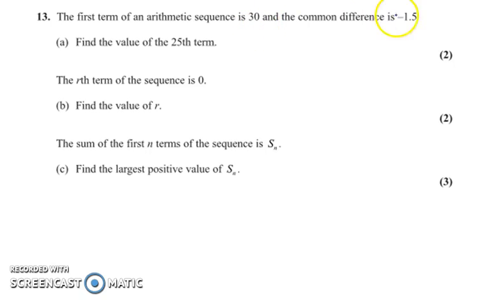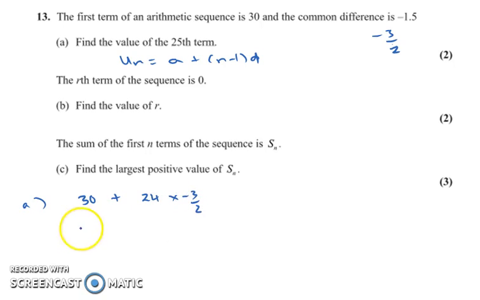We've got the first term as 30, common difference as minus 1.5, or minus 3 over 2. Might make life a little bit easier later on. To find the 25th term, we're going to use un equals a add n minus 1d. So part A then, we've got 30 add n minus 1, so the 25th term, n minus 1 is 24, times minus 3 over 2, which is 30 plus minus 36, which is just minus 6.